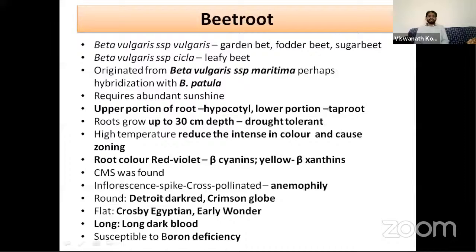The round beetroot varieties are Detroit Dark Red and Crimson Globe. The flat types are Crosby's Egyptian and Early Wonder. Generally, we see the beetroot with round shape or conical shape, but the long beetroot is also there, that is Long Dark Blood. Beetroot is also susceptible to boron deficiency.